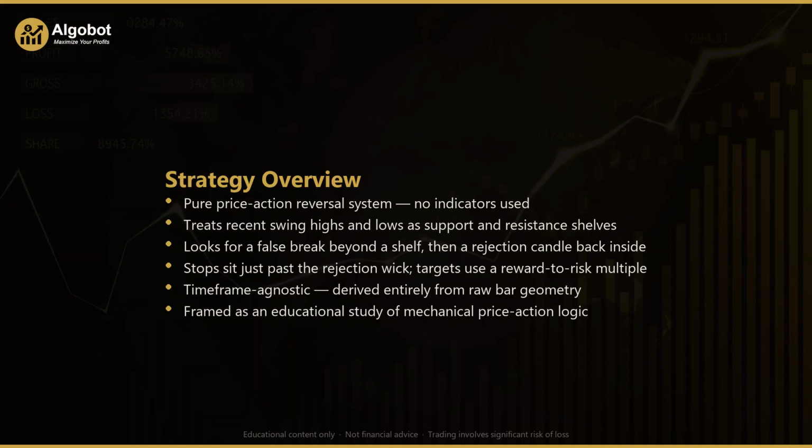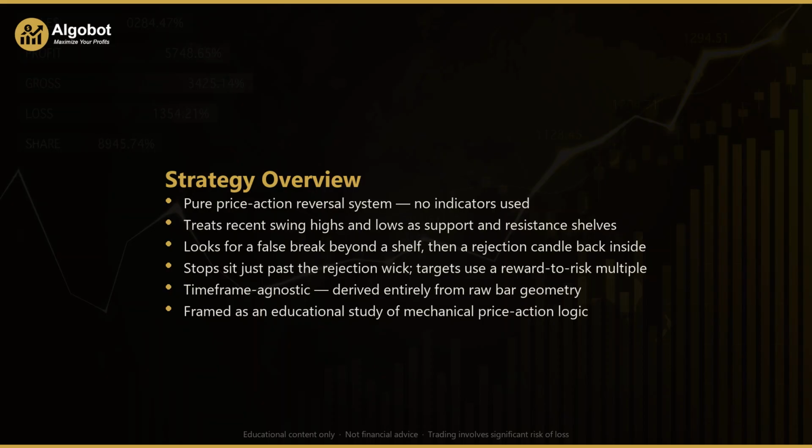Now, markets often reach just beyond one of these shelves before turning around. Price might dip a little under a swing low or poke a little above a swing high, and then close back inside the prior range. That behavior is sometimes described as a spring below support or an upthrust above resistance. This expert advisor is built specifically to study that false break behavior, but only when it is confirmed by a clean rejection candle with a dominant wick.